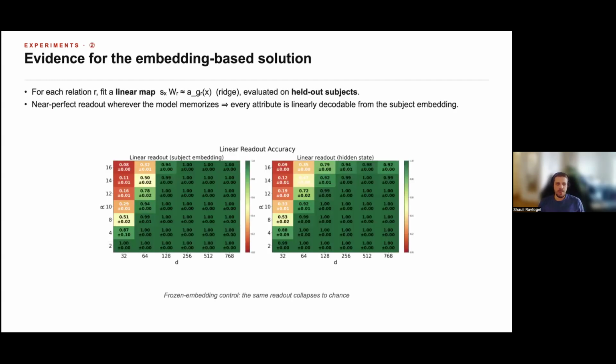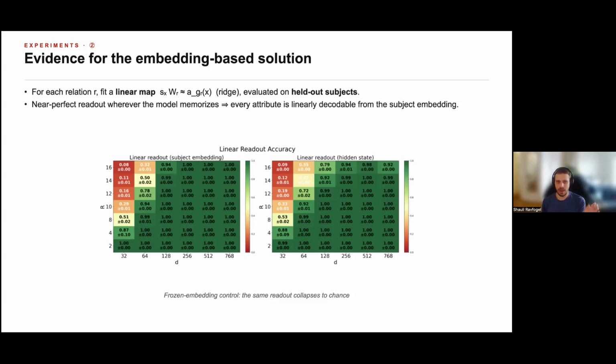Okay, so we find that trainable embeddings are indeed better in terms of efficiency, but the question is whether the model has actually converged to something similar to our particular construction. Maybe there are other constructions with trainable embeddings. One particular signature of our construction is that we are going to have this linear dependency between the uncontextualized representation of the subject and the representation of the answer for every particular relation R, right?